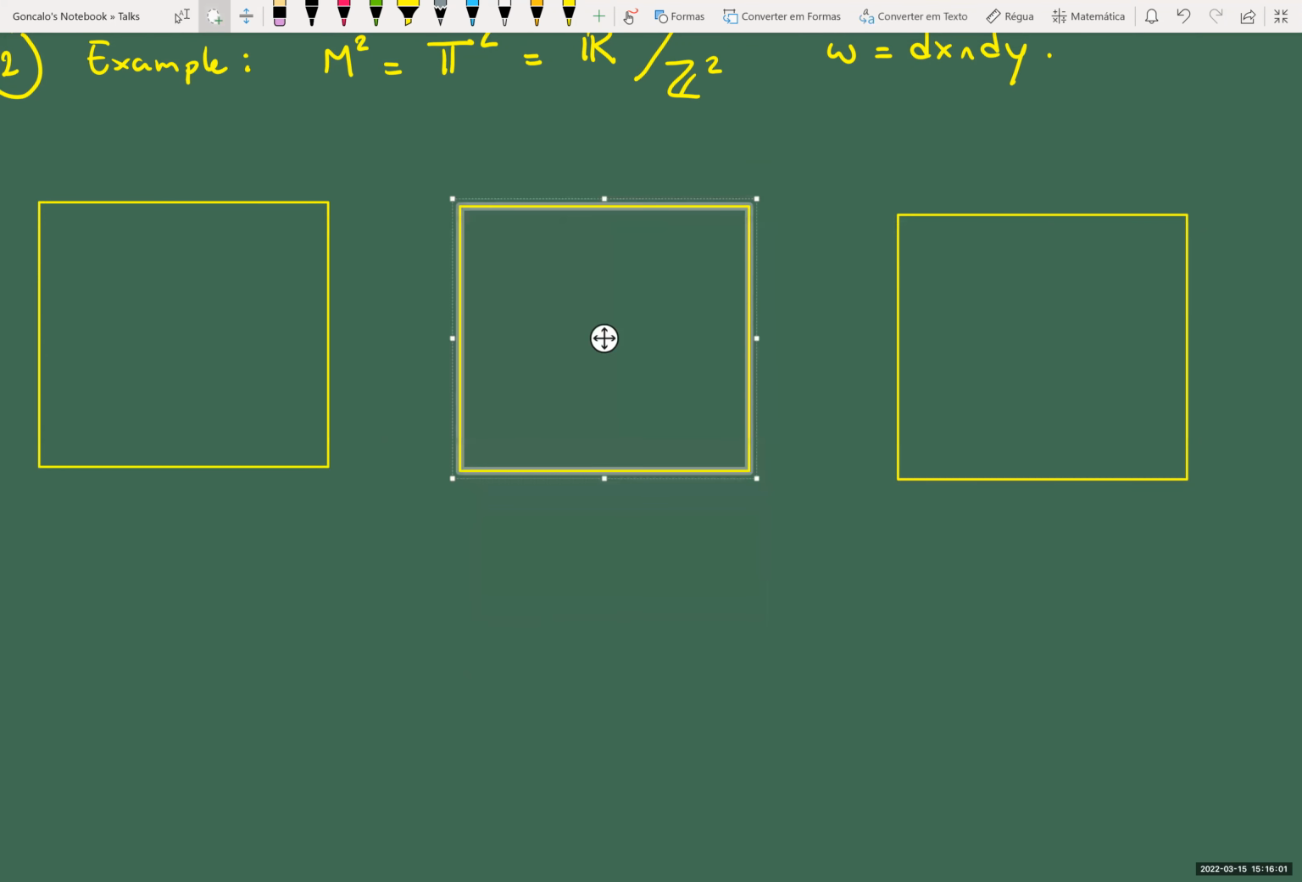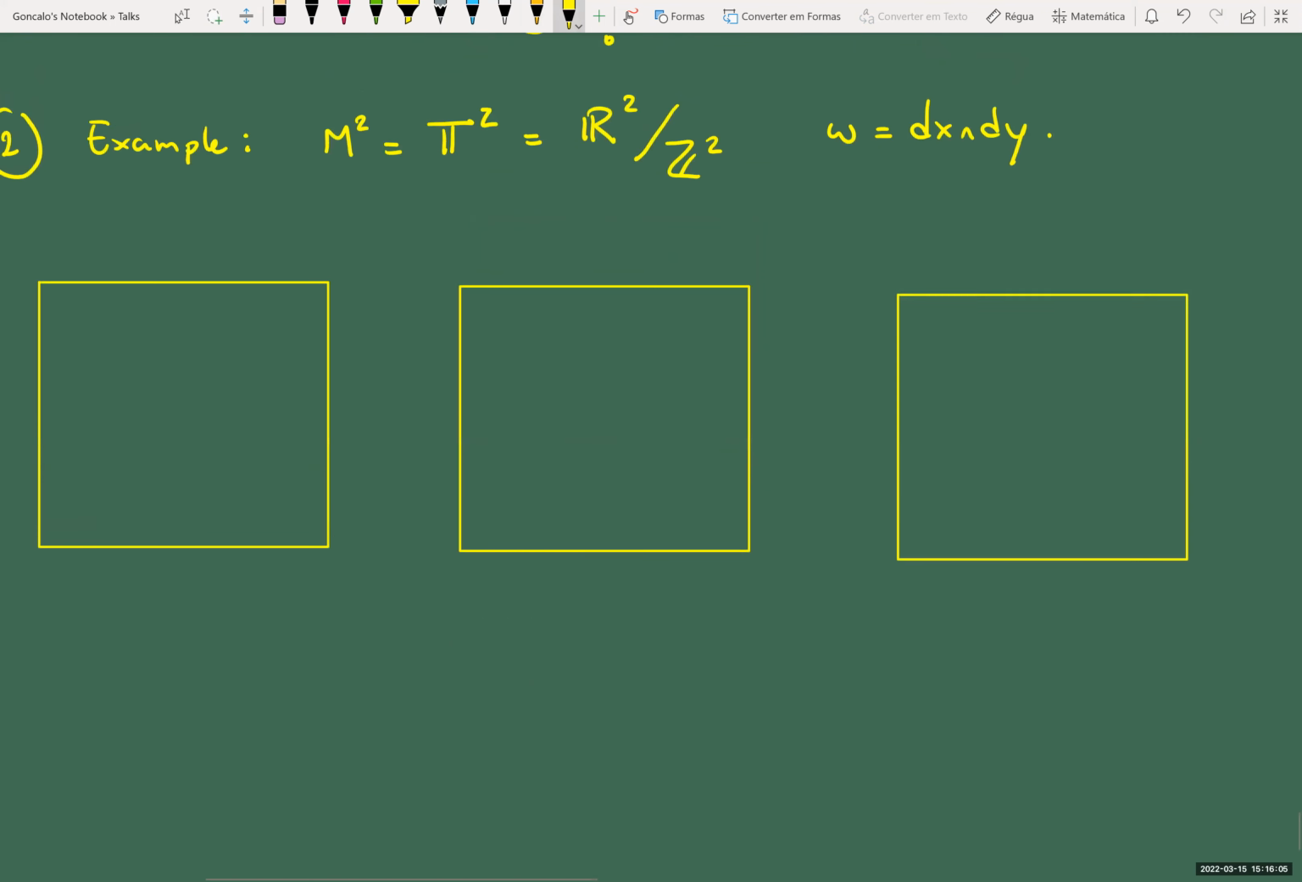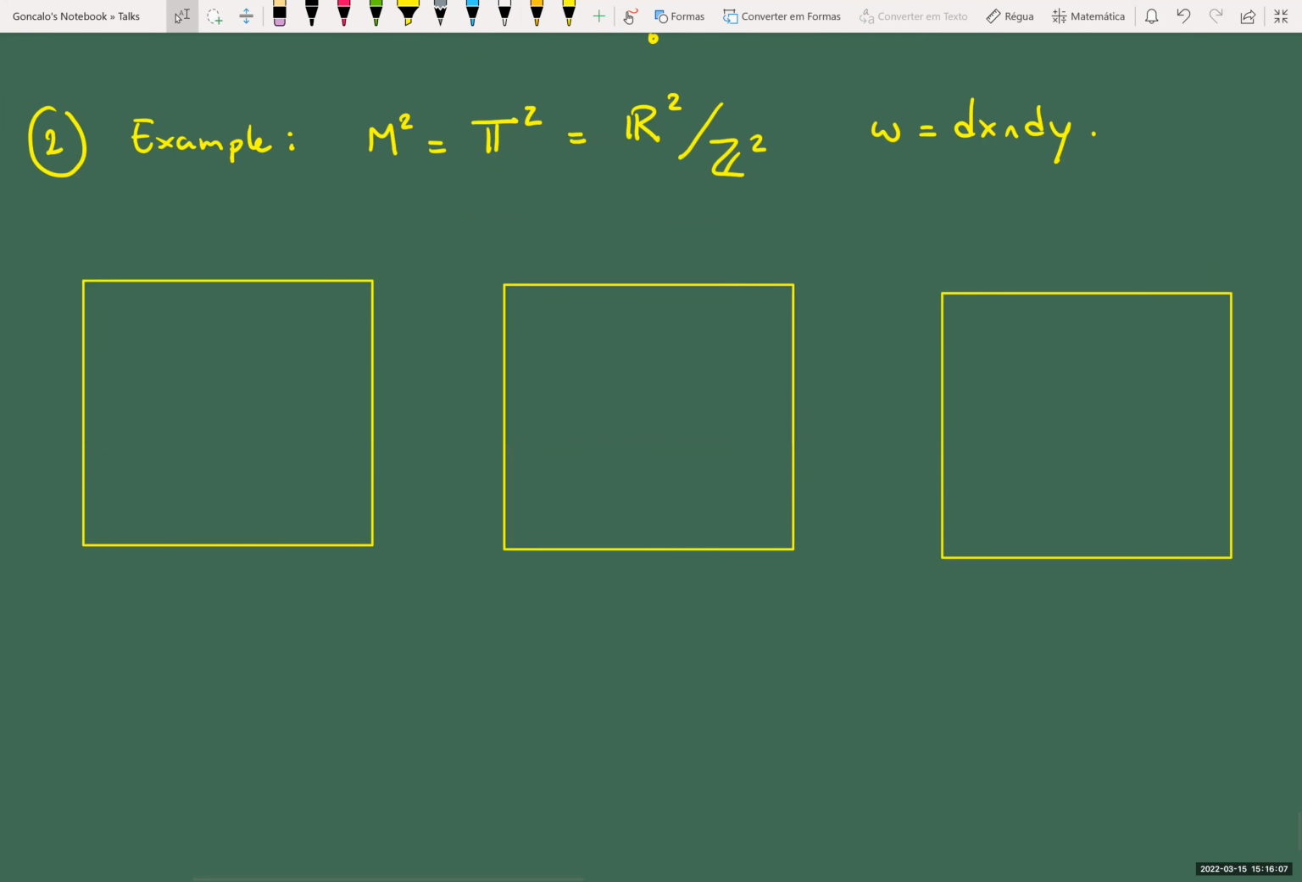Okay, so I have here three squares. So there's three two tori. Okay, so I'm going to identify the sides like that.